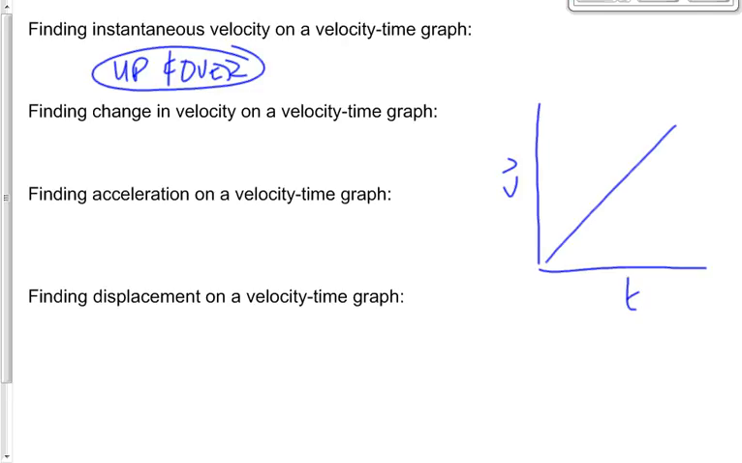Change in velocity on a velocity time graph. Yep. VF minus VI. Remember, with position time graphs, one kind of went into the next, right? You got position, then you got displacement, the change in position. Same kind of deal here. We got velocity, then we got change in velocity. So get one velocity, get another, and then subtract them.